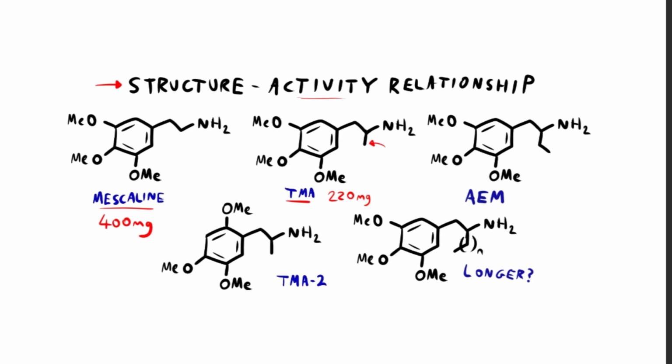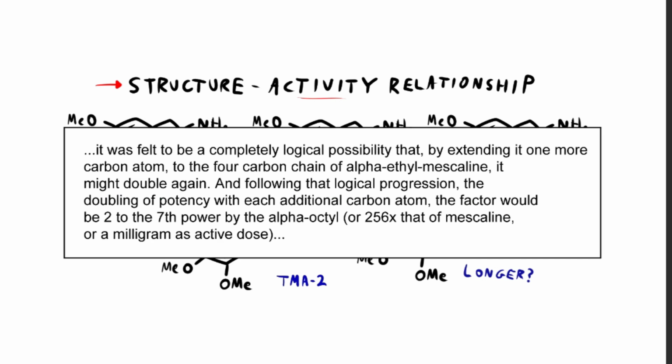So one logical question to ask is, if you add one methyl group in this position and gain an increase in potency, can you get even more potency by increasing the size of this alkyl group? And that's one of the first things that Alex Shulgin did. He made this compound alpha-ethyl mescaline, which has another carbon in this position. And there's a whole quite fanciful paragraph in PiHKAL where he's speculating about whether the trend would continue. Do you get a doubling with each additional carbon atom? Do you get a 256-fold more potent compound with an alpha-octyl group?